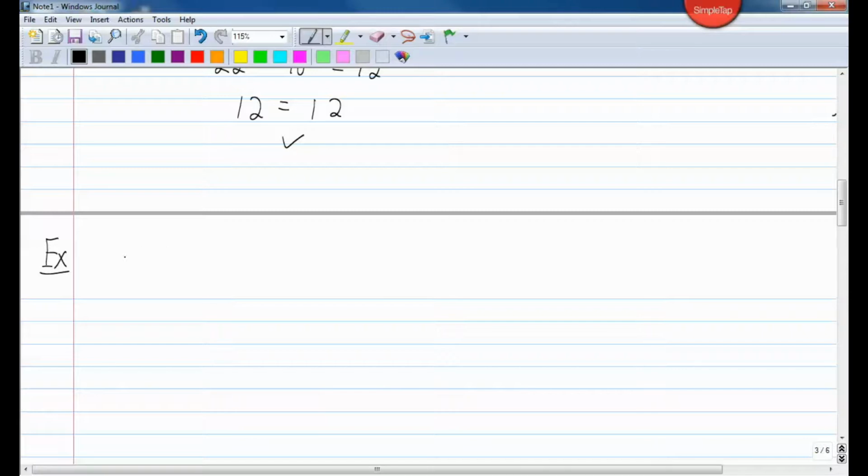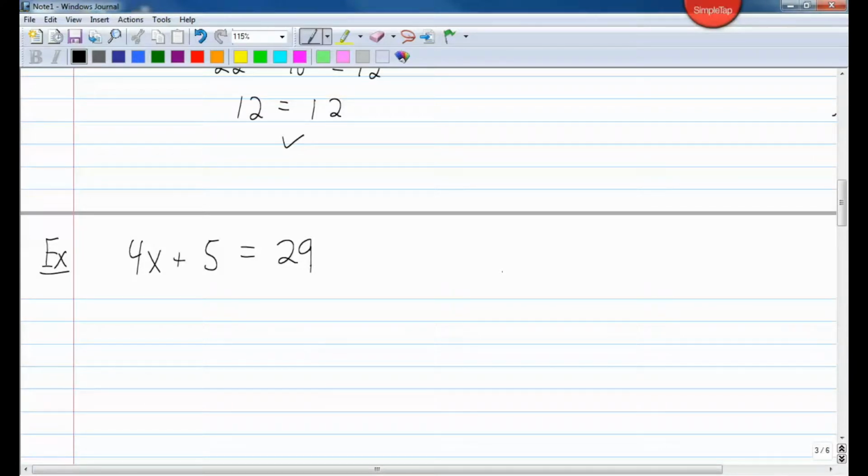Let's say that I had 4x plus 5 equals 29. A real simple problem. Notice there are no parentheses on this one. All I need to do is get the x value by itself.